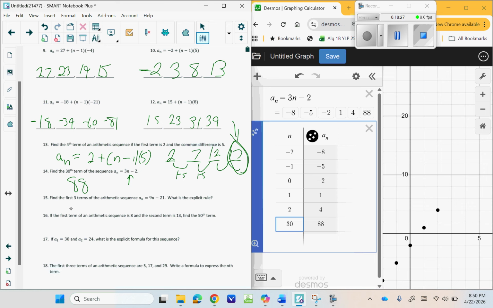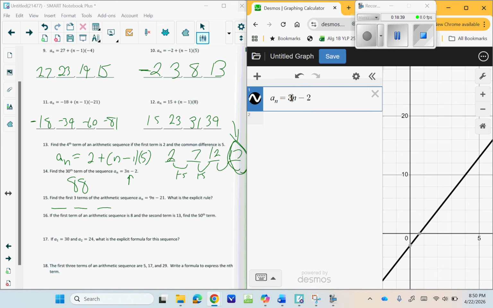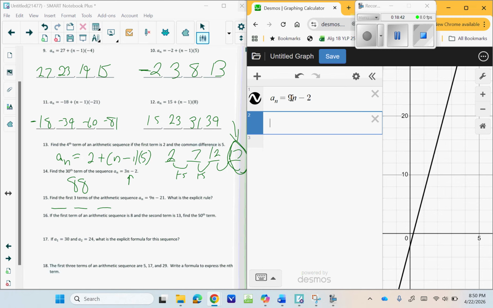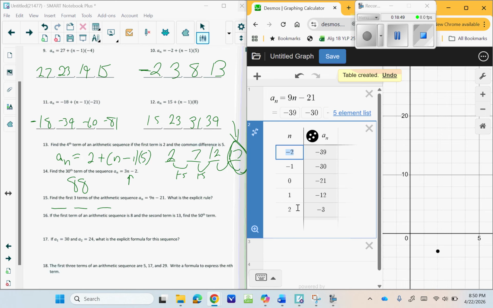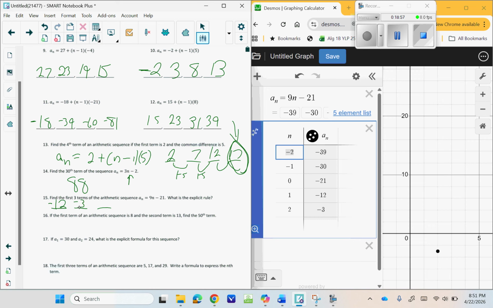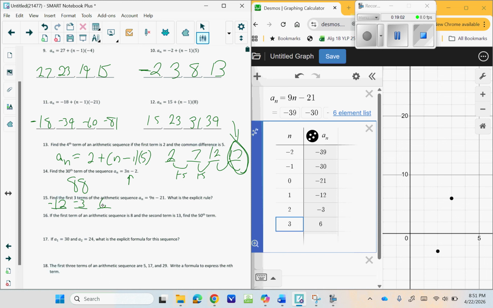Okay, so this one says find the first 3 terms of an arithmetic sequence that's 9n minus 21. Okay, so I'm going to switch this up. So we have 9n minus 21. And I don't know what those first 3 terms are, so I'm going to go here and look at the table. It looks like my first term is -12. My second term is -3. And my third term is 6.